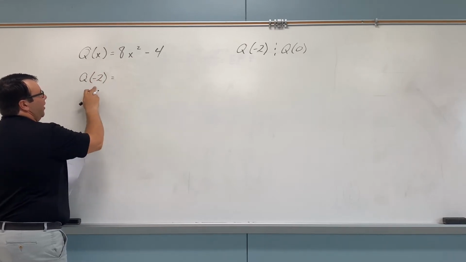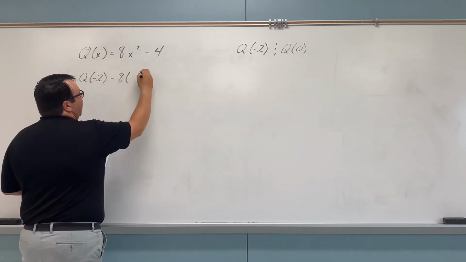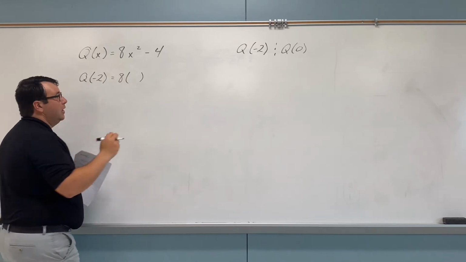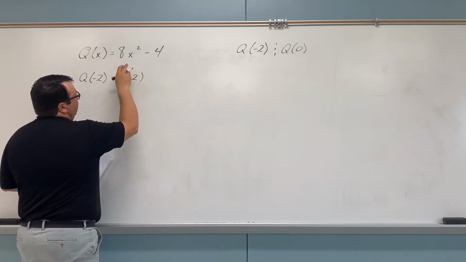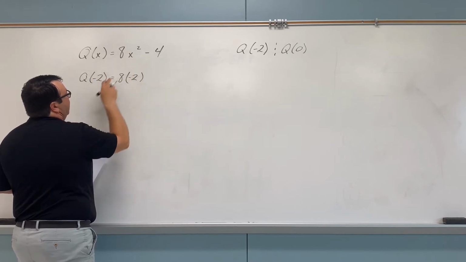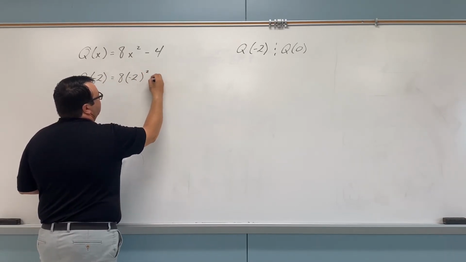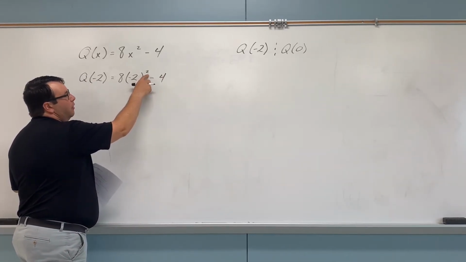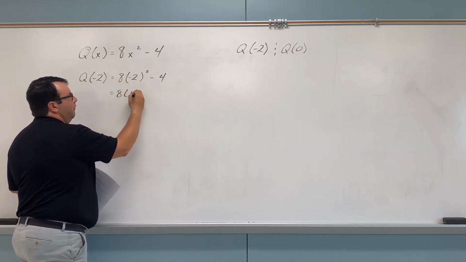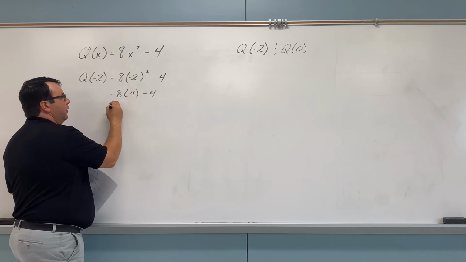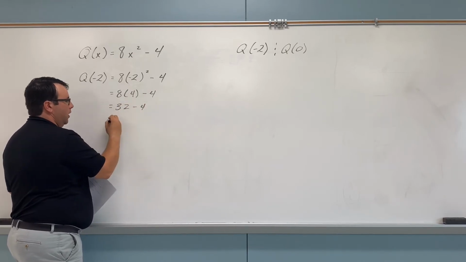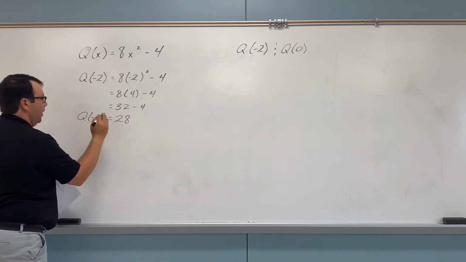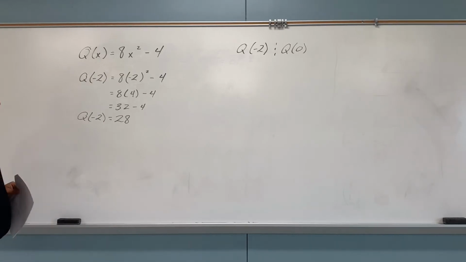So q of -2, we simply plug in. Again, with function notation, you really want to use those parentheses. That way you don't lose your sign. So input wherever you see an x, because that was our input variable. I have -2, putting that in. And then simplify from here. So I have -2 squared, which is 4. So that's 8 times 4 minus 4. 8 times 4 is 32 minus 4. And 32 minus 4 is 28. So q at -2 is 28.